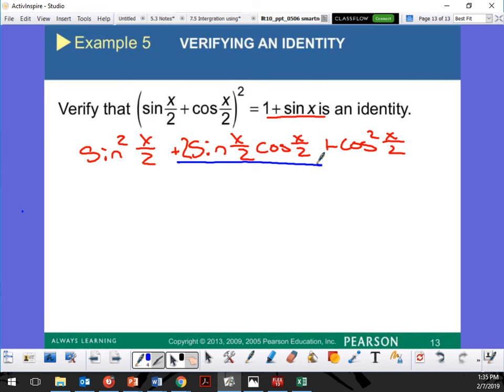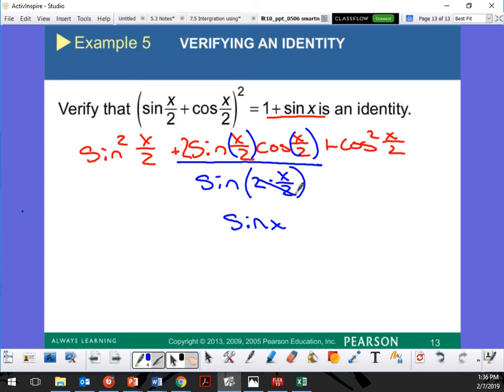Okay, so if this is going to be sine of 2A, what is my A value here? X over 2, right? So this is sine of 2 times my A, and in this case, this is my A. So that's just going to be sine x. So those cancel, that just gives me sine x.